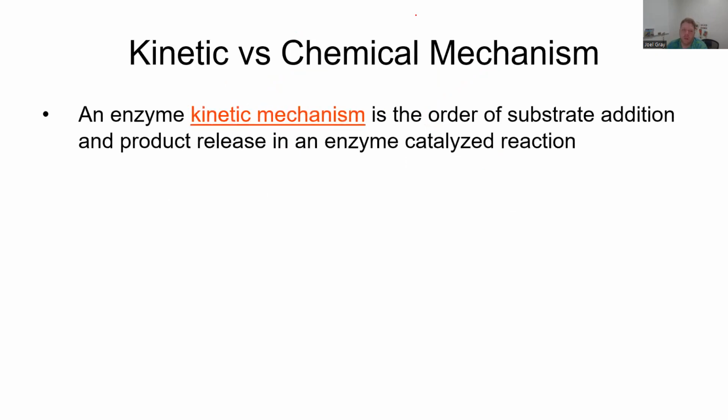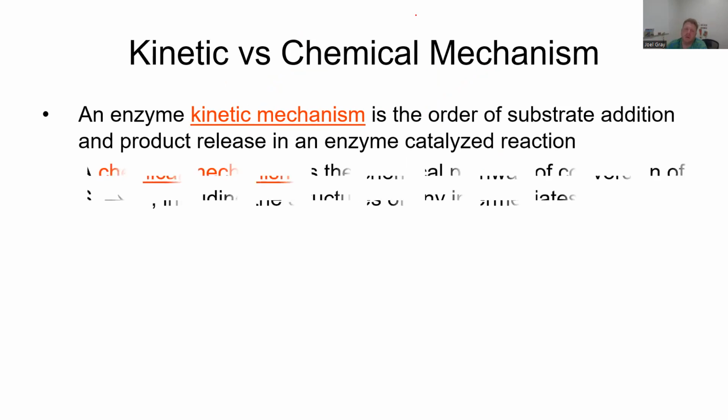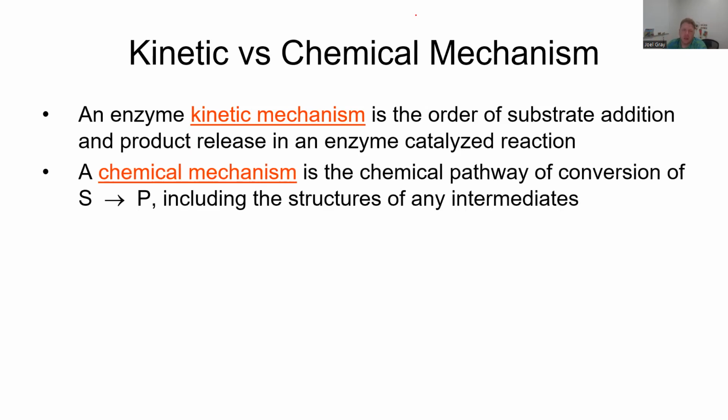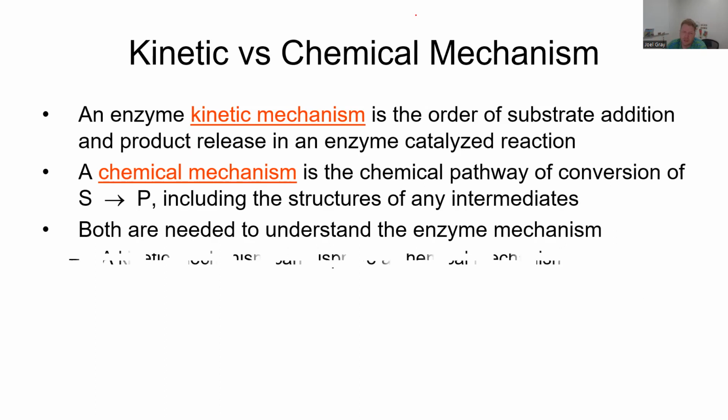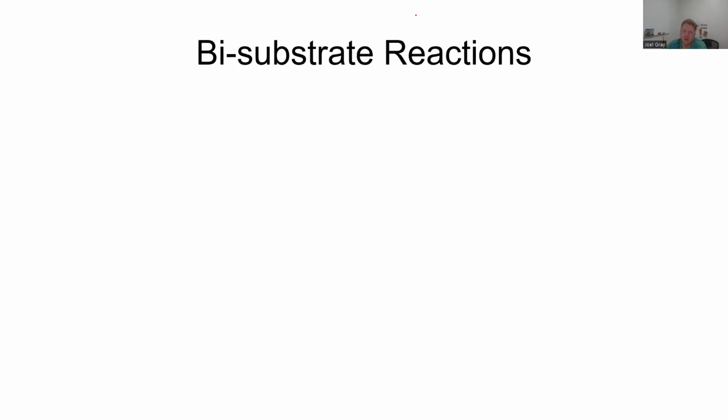The first thing that we need to talk about is kinetic versus chemical mechanism. A kinetic mechanism is the order of substrate addition and product release in an enzyme catalyzed reaction. We previously talked about chemical mechanisms, so pushing electrons around. A chemical mechanism is the chemical pathway of conversion from substrate to product, including the structures of intermediates. Both are needed to understand an enzyme's mechanism. Kinetic mechanism can disprove a chemical mechanism, and that's very important to recognize.